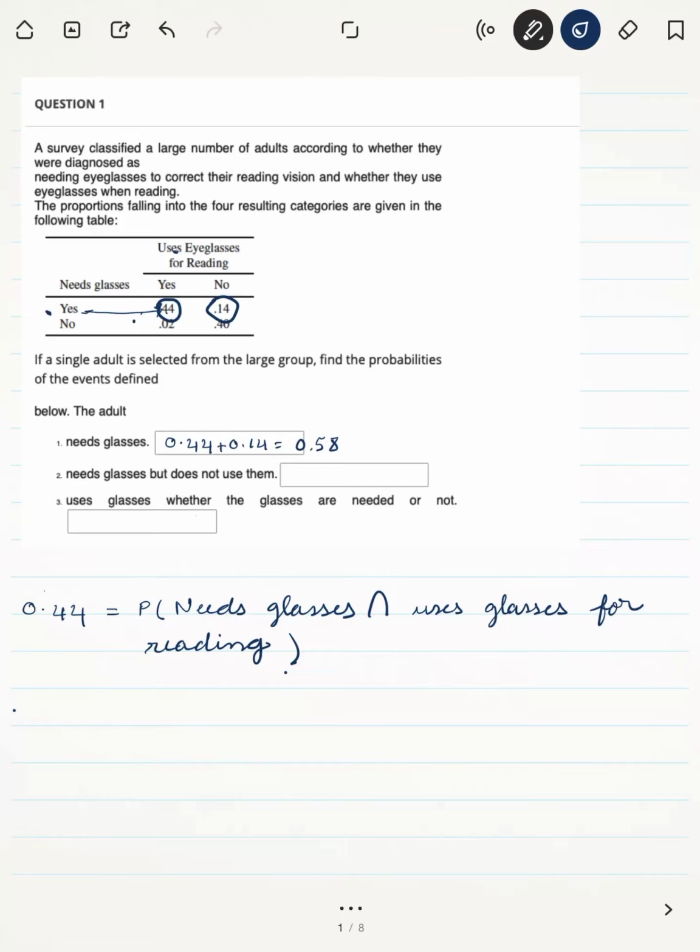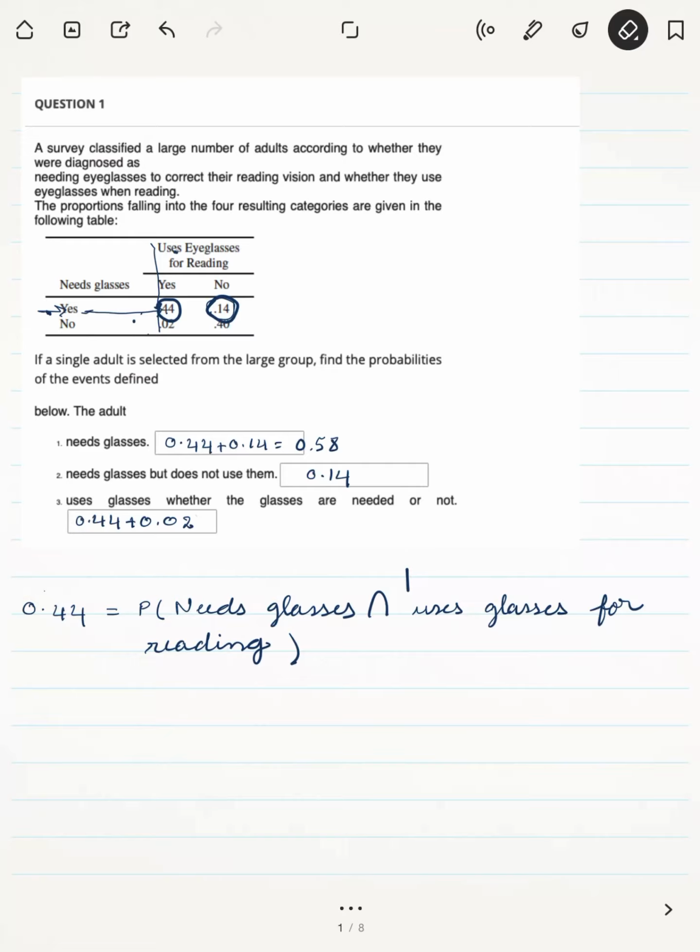Needs glasses but doesn't use them. So needs glasses, so I'm in this row, but doesn't use them for reading, it's 0.14. Uses glasses, whether needed or not needed, so it's going to be 0.44 plus 0.02. So this is for question one. That's what you need to learn from this question.